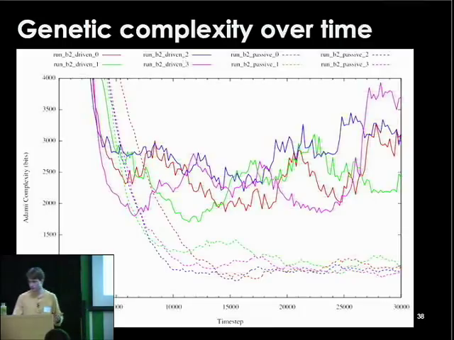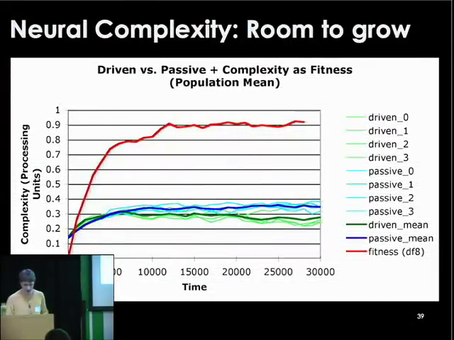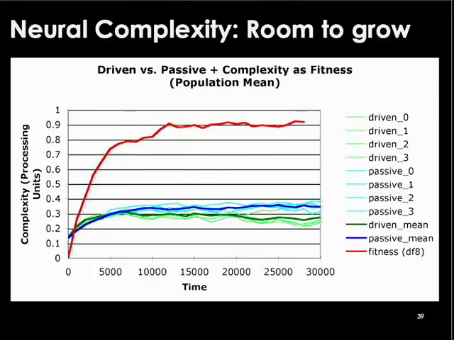Okay, we've got to be quick then. All right, so this is the next one I'm going to do real quick. I'm going to brush through this. There's a real question of why this passive complexity is leveling out at all. It could be that this is sort of an upper bound in the simulation, like the simulation can't support something of higher neural complexity.